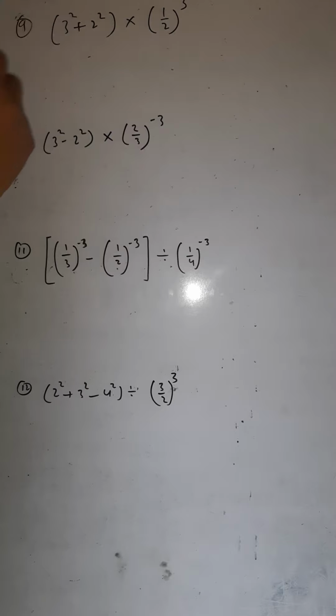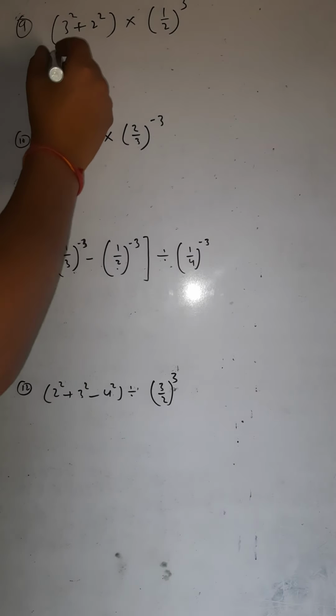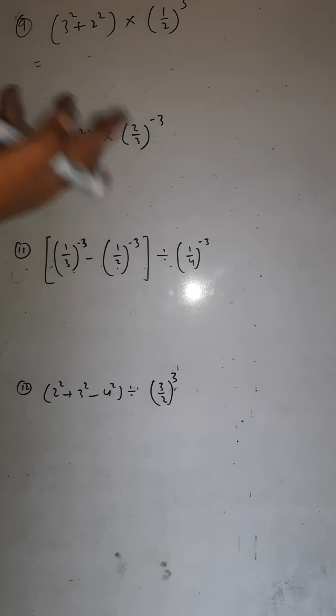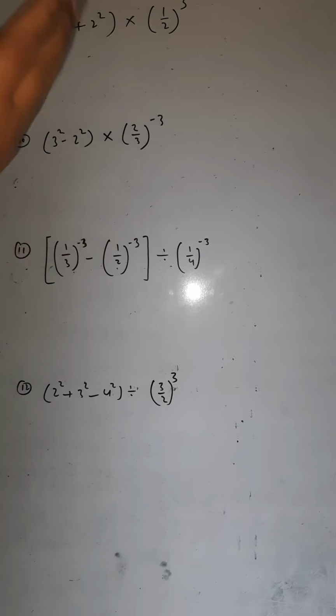This 3 raised to the power 2 is how much? Can you tell me? 3 raised the power 2 means you have to multiply this 3 2 times. 3 multiply 3. 2 times you have to multiply. Because power is 2, so 2 times. Power is 3, multiply 3 times. Power is 4, multiply 4 times. And so on and so forth.